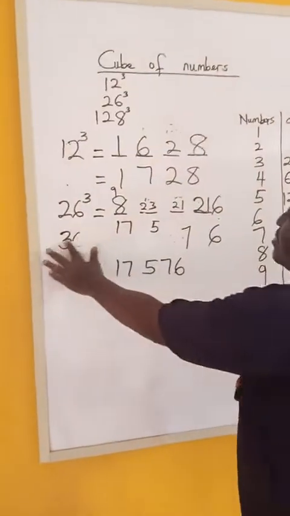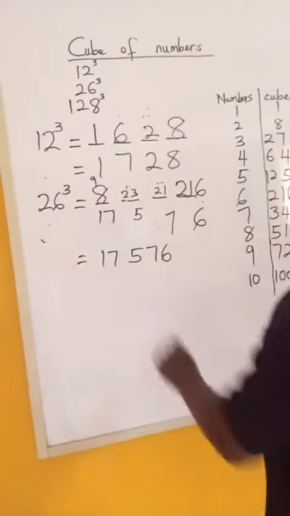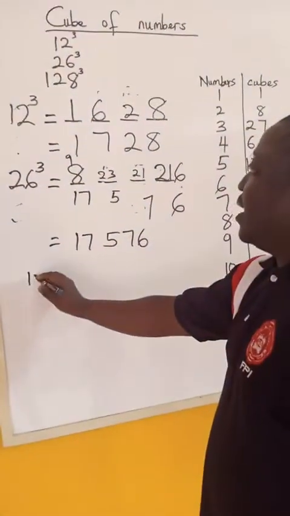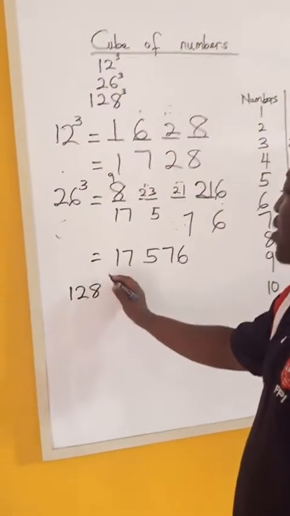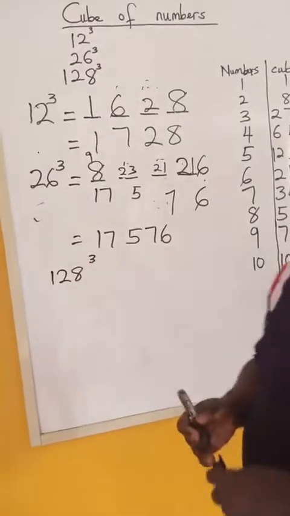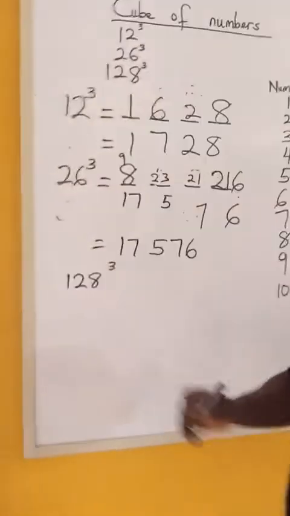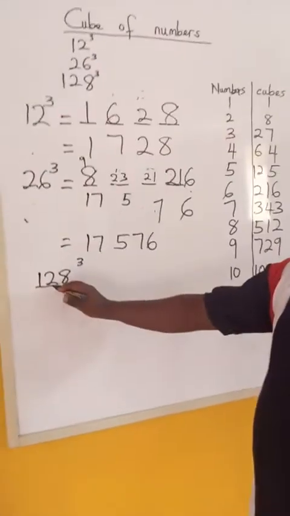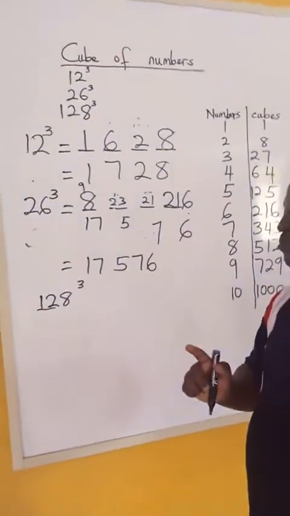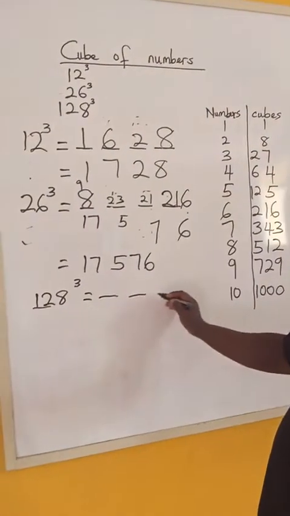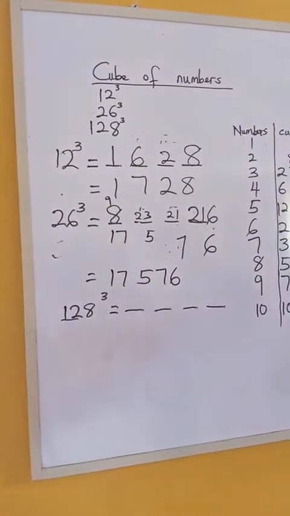Then the last but not the least. 128 raised to power of 3. So here we are having 3 digits. What do we do? We need to lump these two numbers as 1. So now let's start again. We are writing 4 dashes.